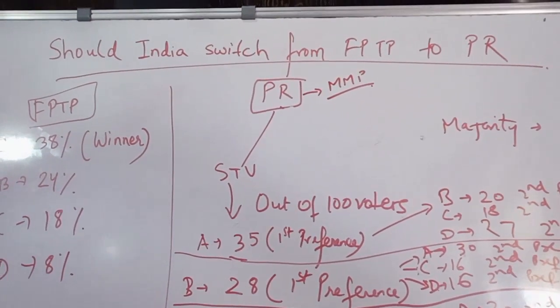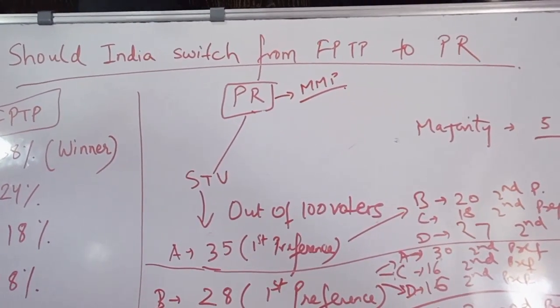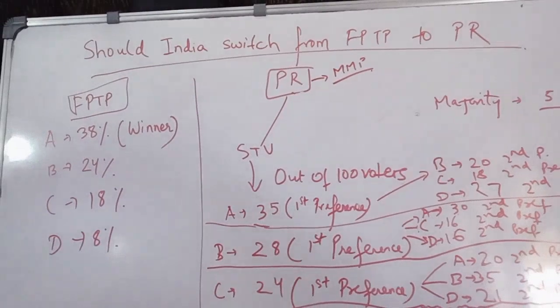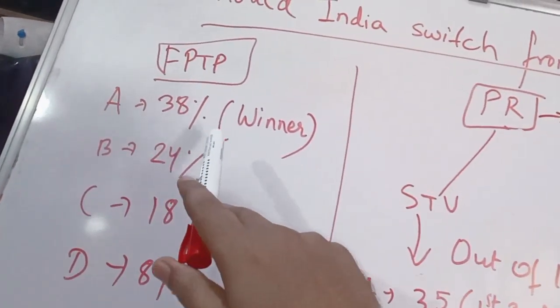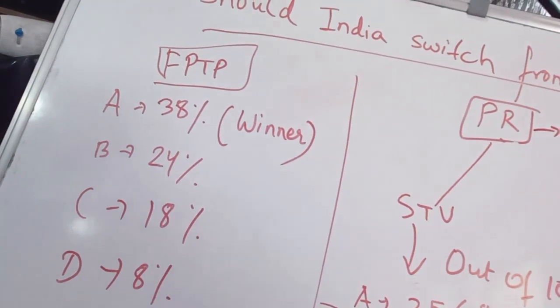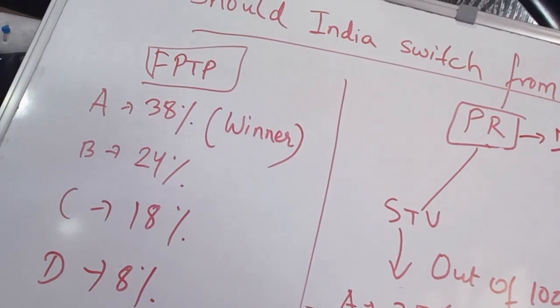Today we'll study whether India should switch from the first past the post system to proportional representation or not. I'll explain it with the help of some statistics. As you know, FPTP is the first past the post system, in which the person who secures the majority of votes will be declared as the winner.